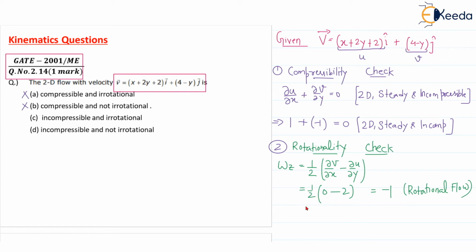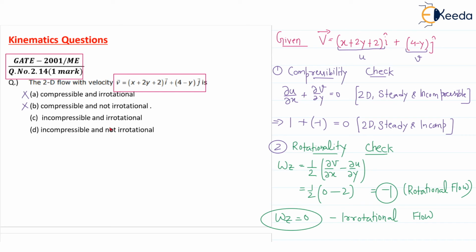Suppose omega z came equal to 0. Omega is rotation, and rotation is 0, which means it is irrotational flow. If omega z is 0, then it is irrotational flow. But here we are getting omega z equal to minus 1, so it is a rotational flow.